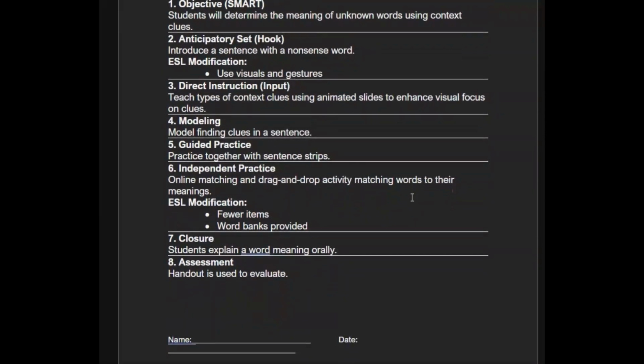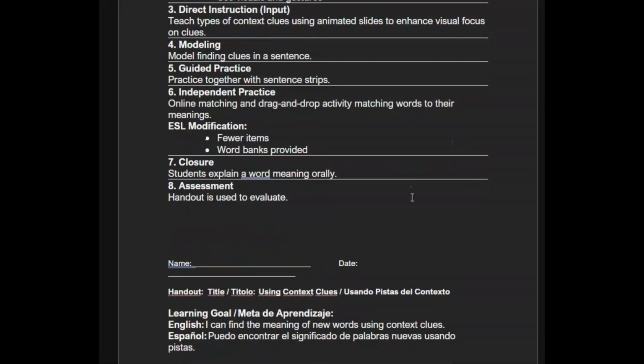For direct instruction, you're going to teach types of context clues using animated slides to enhance the visual focus of the clues. So the animated slides are going to give them clues and help guide their answers to determine what is being taught. Modeling is going to be finding clues in a sentence. They're going to practice together with those sentence strips. And for independent practice, they're going to do an online drag and drop activity where they match the word to the meaning to see if they can understand the clues as to what that word means.